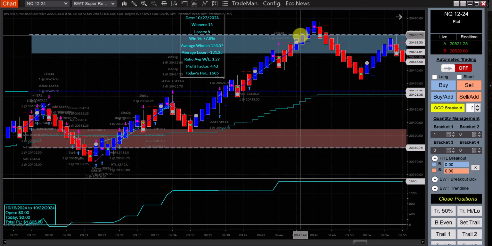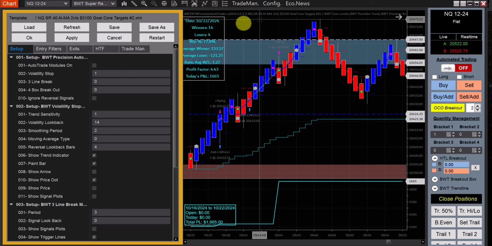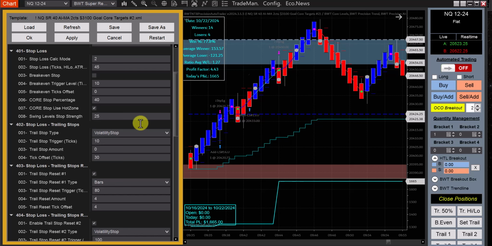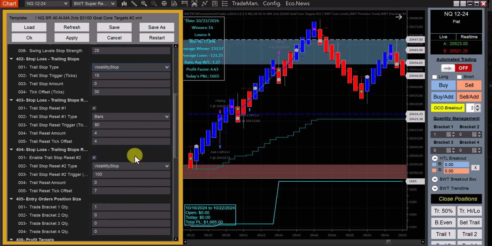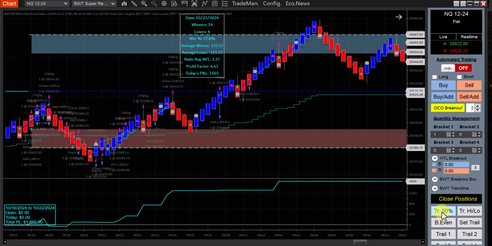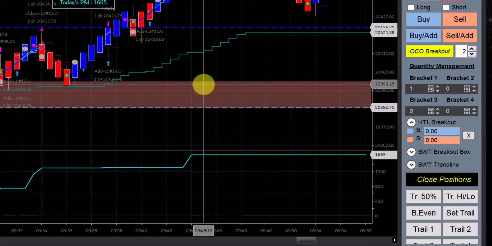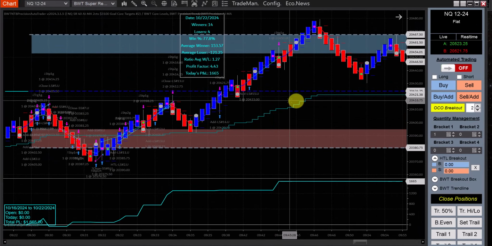Once you enter the trade, you have all of your profit targets, trail stops, and profit targets at the core levels. You can trail stops by all these ways: bars, ticks, percentage of profit, volatility stop, or even swing levels. And we have a trail stop reset. So as the trade progresses, you can change the type of trail stop to bring it closer, but that's easily accomplished by using the trail 50%. Every time you click it, it moves it half the distance closer. So you click it 3 times in a row and you're within 15% of where price is trading right now.